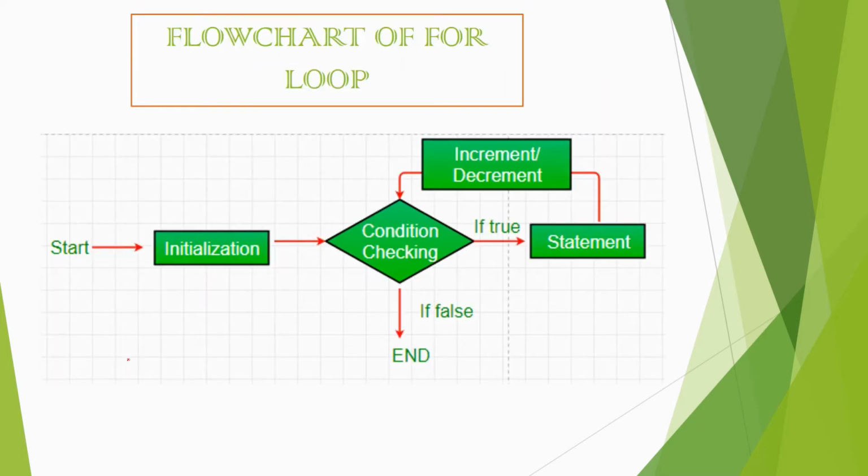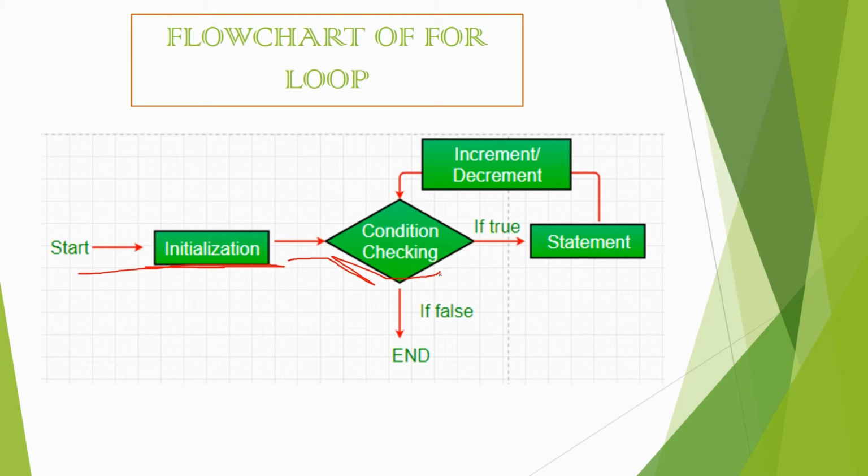Now, a flowchart for a for loop. This shows the working of a for loop. First of all, it has initialization. In this, we take a variable and initialize it to a minimum or a maximum value according to your need. Then it goes to condition checking. Condition checking means you have specified a condition and the program is going to check it, and after that it will execute the statements.